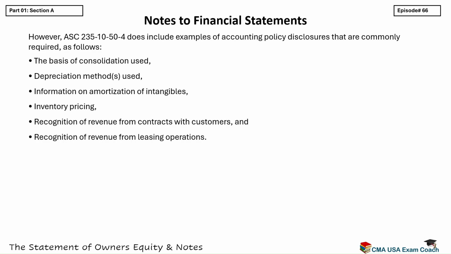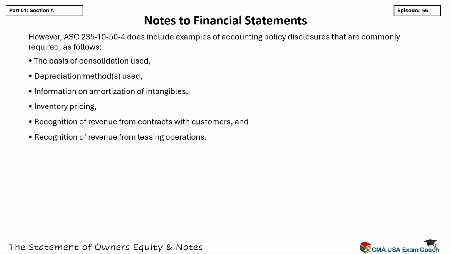The notes also include information on amortization of intangibles. Similar to depreciation, amortization is how companies expense intangible assets, like patents, trademarks, or software over time. The notes will explain the method and period over which these costs are recognized.